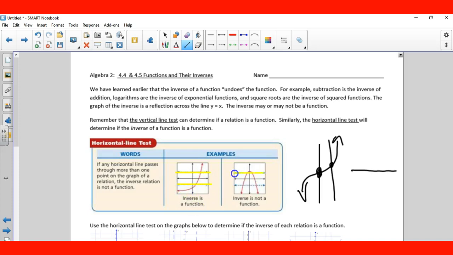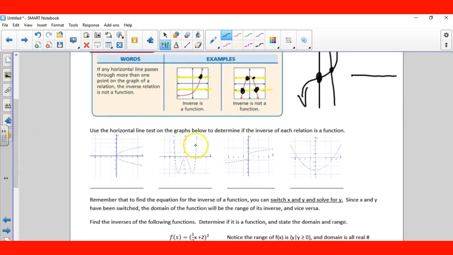Now, if you draw the yellow horizontal line right here, or right here, see how it touches twice? It makes contact with that relation right there and right there. That means this inverse is not a function. But here the yellow line only touches once, so this red relation is a function.